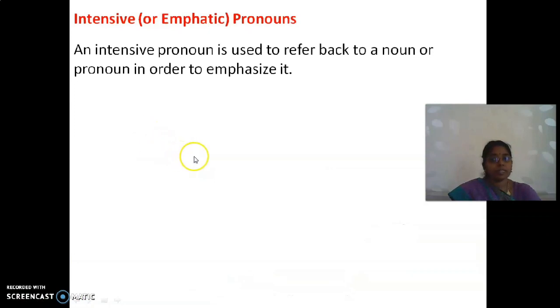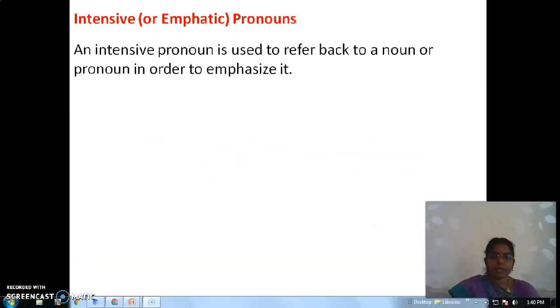Right. Intensive or emphatic pronoun. An intensive pronoun is used to refer back to a noun or a pronoun in order to emphasize it. What is the meaning of emphasize here? Please take your dictionary and find out the meaning of emphasize now. E-M-P-H-A, the P-H refers to the f sound. Emphasize. An intensive pronoun is used to refer back to a noun or a pronoun in order to emphasize it. Shall we see an example?